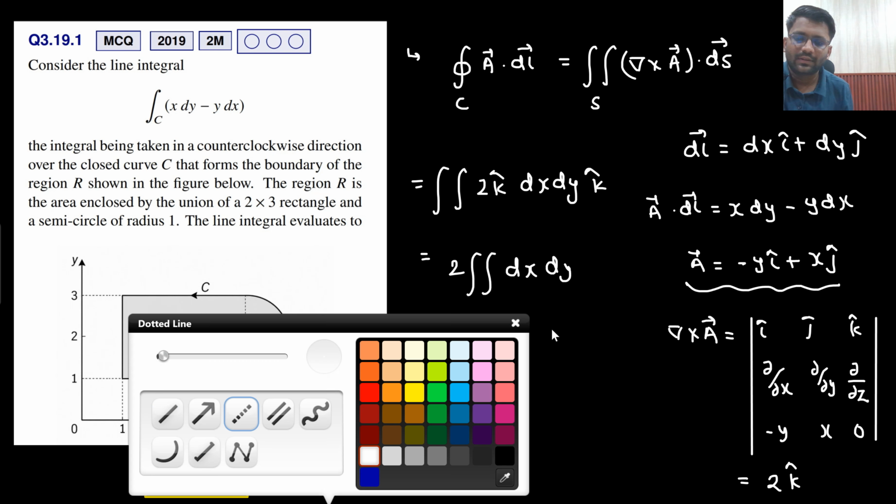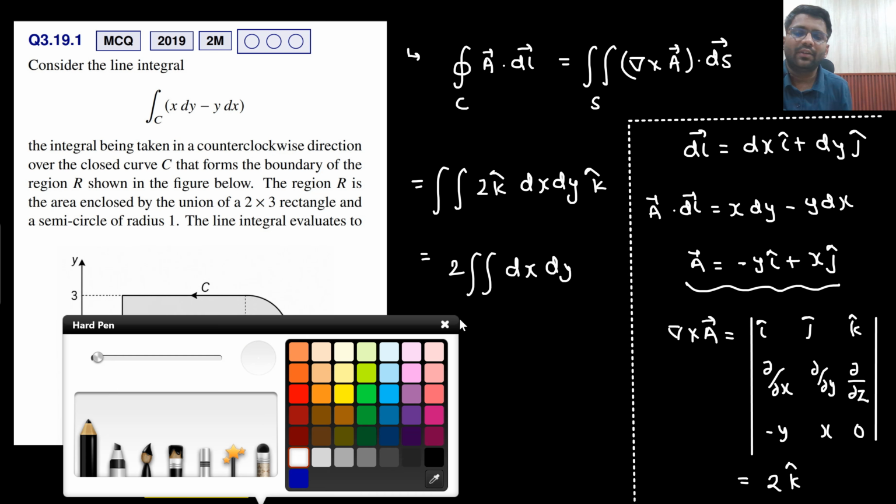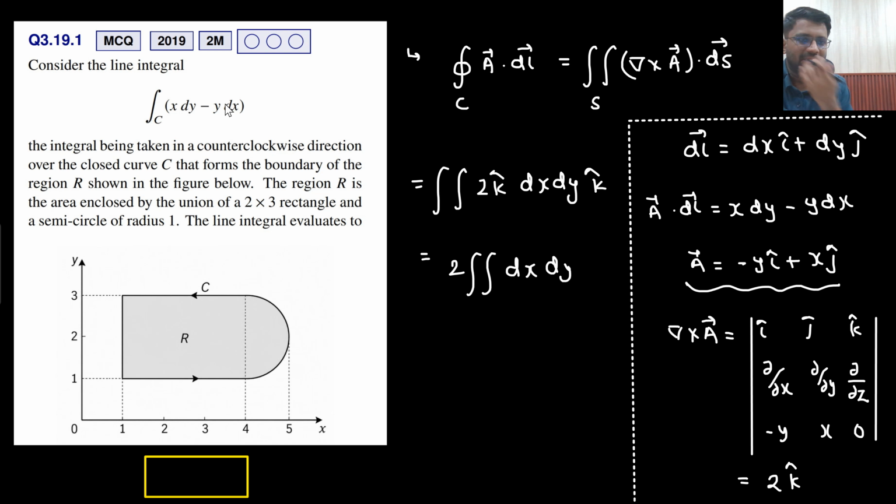Let's do one thing. Keep this calculation aside. This calculation you need to do on your own. They have directly given you the value of A dot dl, which is x dy minus y dx. dl I already know. From there I can find out the vector A. I could find out del cross A as well, 2k cap. What is ds? ds is dx dy, k cap only. So from there I got this answer.